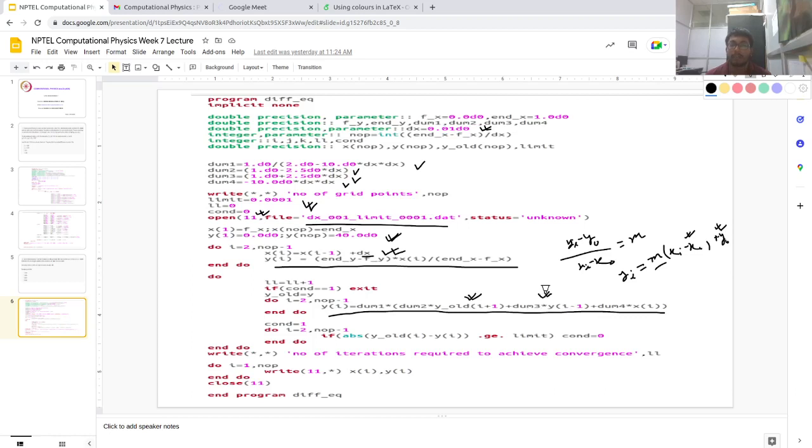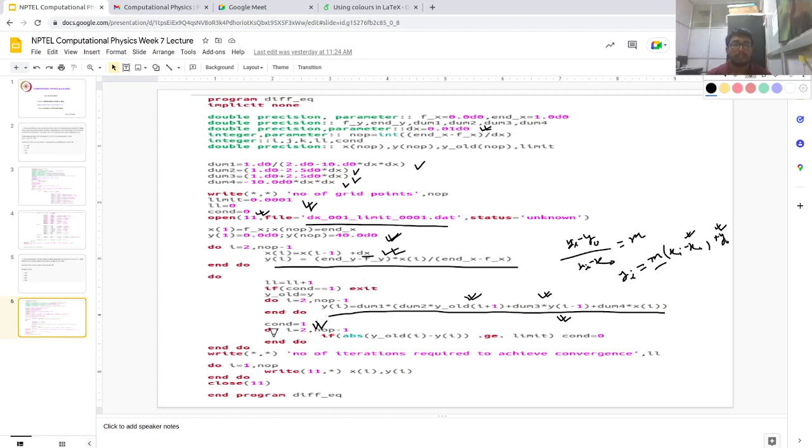But whenever you are calculating with the Gauss Seidel method, you use the updated y for that running iteration. So what will be the advantage? The advantage is that the convergence will be faster, right? Then it says each one of the things has been calculated and the condition is 1. So if the condition is 1, then it will exit.